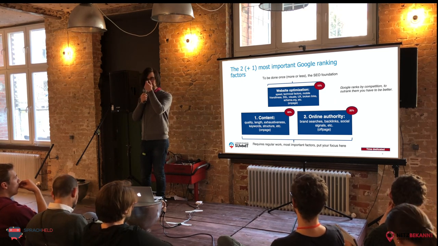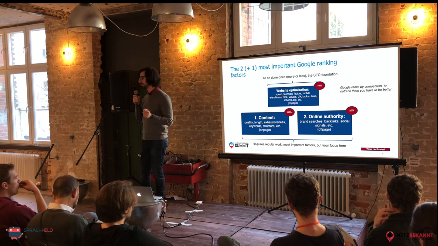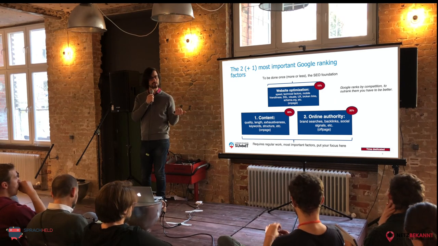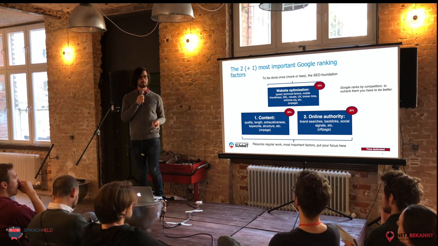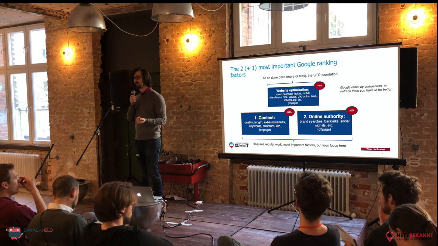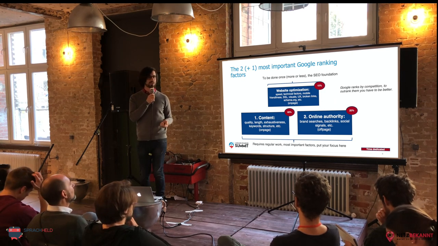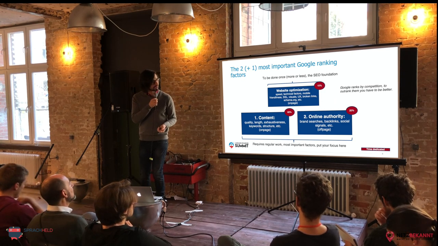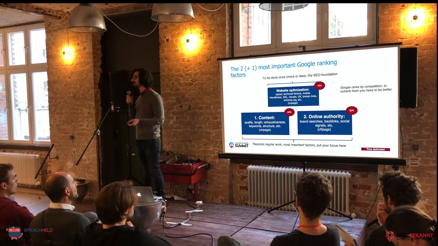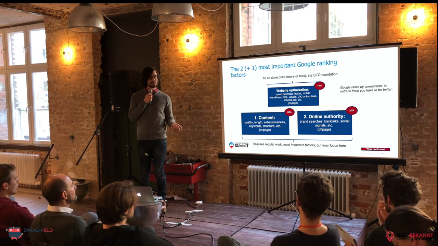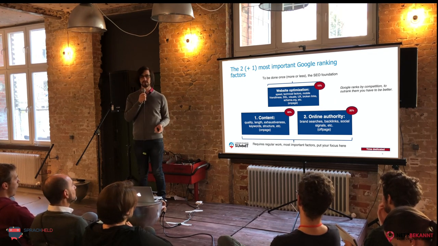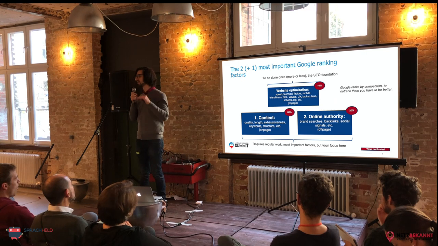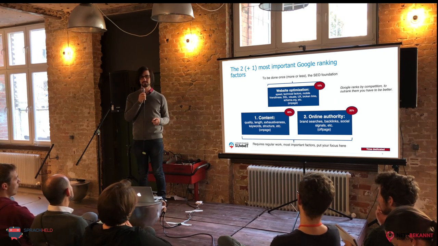And the second one is online authority. So those are the two things you have to remember: content and online authority, the two most important SEO factors. If you want to rank better, you have to have good online authority, and you have to have good content that fits the keywords that you're trying to rank for. And online authority is brand searches, so how many people search for a brand. Backlinks, which used to be the most important factor, it's still the most important factor in online authority. It's starting to decline, but it's still very important to have good links from well-established sites.